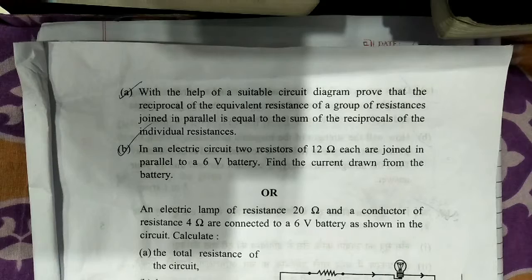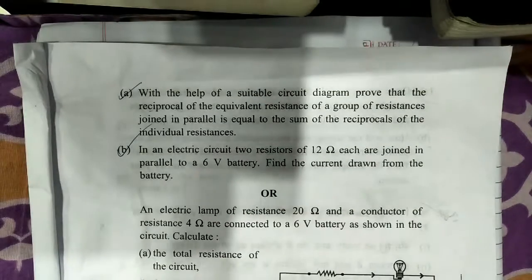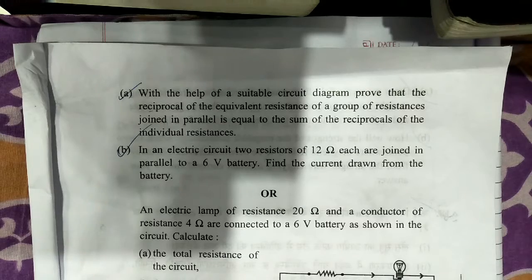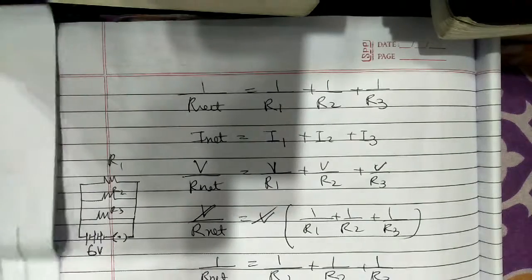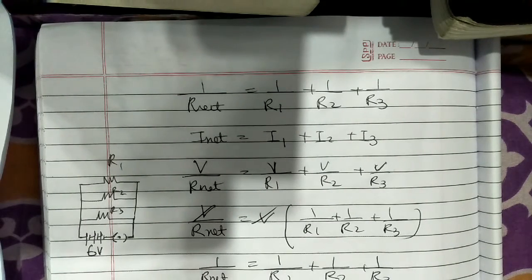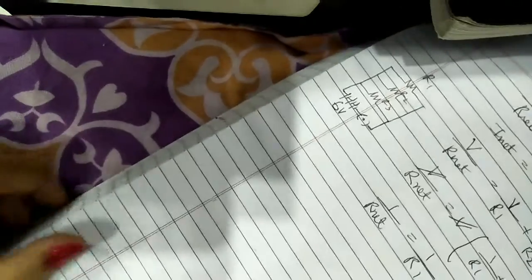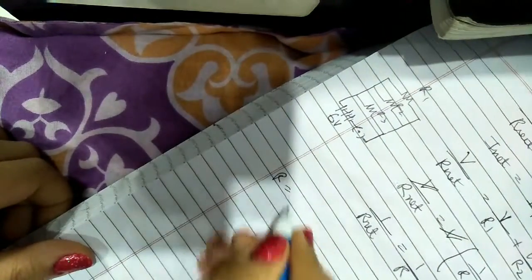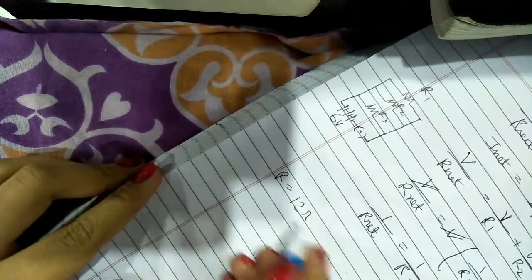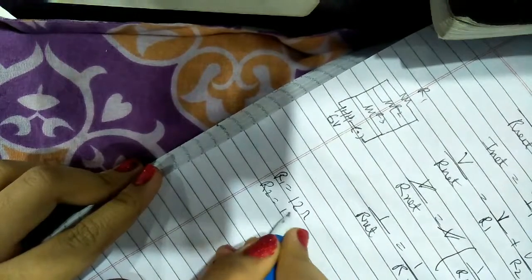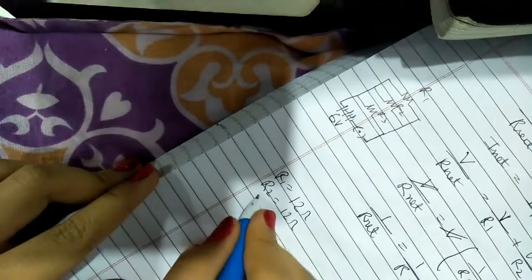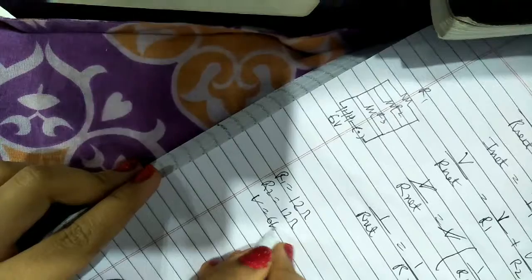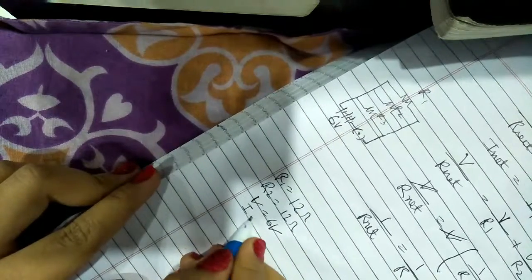The part B. In an electric circuit, two resistors of 12 ohm each are joined in parallel to a 6 volt battery. Find the current drawn from the battery. So we need to find the current drawn from the battery. For this we need to find the current in the whole circuit. So here R is given 12 ohm each. R1 is 12 ohm, R2 is 12 ohm. Then battery V is 6 volts, and we need to find I.